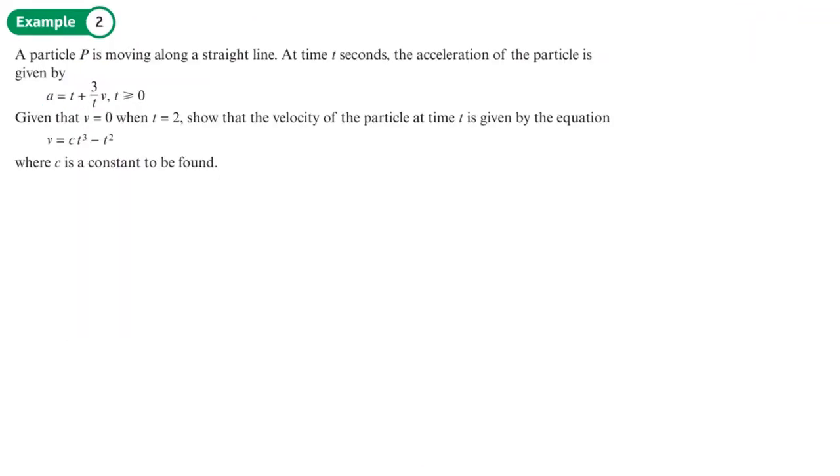Okay, so we've got a particle that's moving along a straight line. At time t seconds, the acceleration is given by this expression here. Given that when v is 0, t is 2, show that the velocity of the particle at time t is given by this equation, where we need to find the value of this constant, c. Now, if we look at this, we know that if we want to find the velocity, that's what we get when we integrate the acceleration with respect to time.